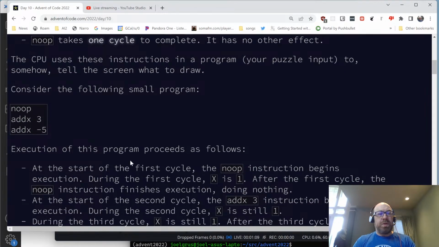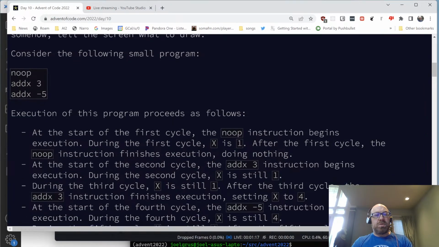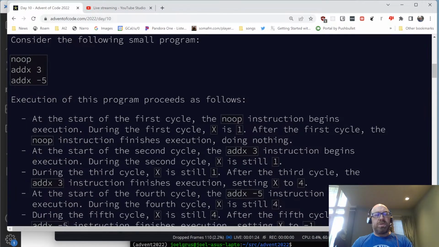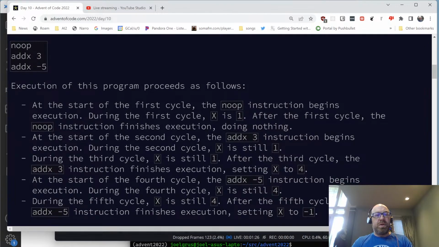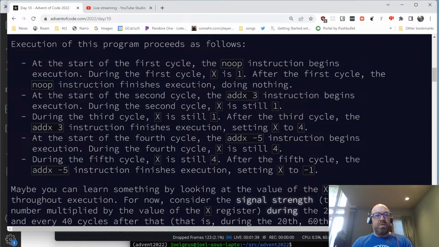Consider this small program. At the start of the first cycle, the noop instruction begins execution. During the first cycle, X is 1. After the first cycle, the noop instruction finishes execution, doing nothing. At the start of the second cycle, the add X 3 instruction begins execution. During the second cycle, X is still 1. During the third cycle, X is still 1. After the third cycle, the add X instruction finishes execution, setting X to 4. At the start of the fourth cycle, the add X instruction begins execution. After the fifth cycle, the add X finishes.